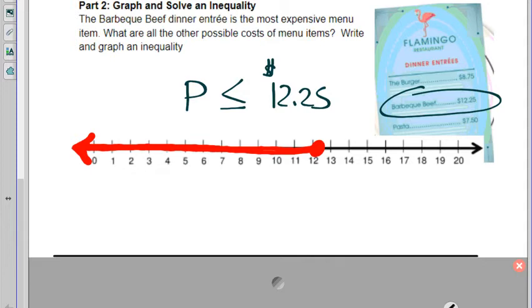That's great! And not to beat a dead horse, but remember, if I had less than, I have an open circle because it doesn't include the value. If I have less than or equal to, I'm going to fill that in because it does include it. It's like filling in the multiple choice answer. This one, this one. So there you go.